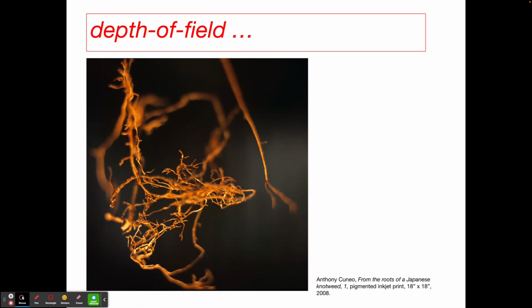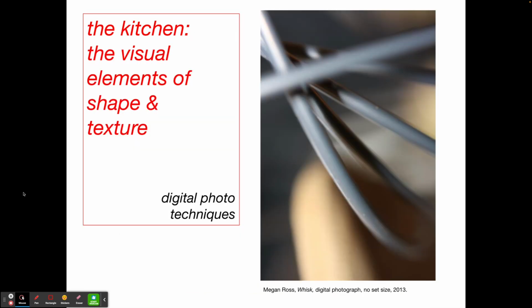This is an up close picture of a root from a Japanese kind of plant. But you can see these are all focused, and it actually becomes kind of abstract in the way it is. These are in focus, and the things in back are blurred. So that would be an example of a small depth of field.